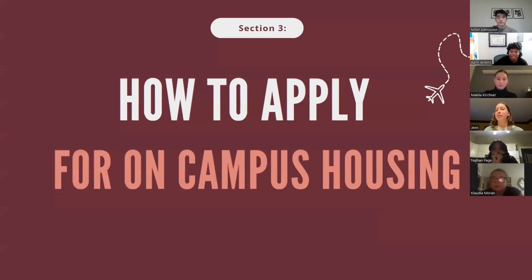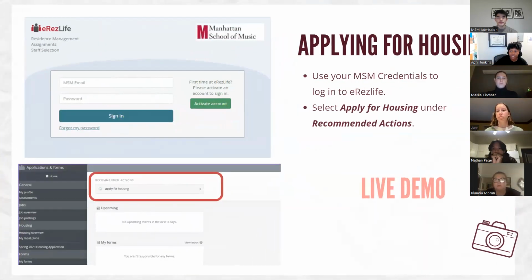Okay, so the next section is going to focus on how to apply for on-campus housing. So one thing that you'll do is wait for that email that I told you about earlier from IT, where you'll receive your MSM username and password, and then you'll be able to log into eResLife. On the first time that you log in, you have to click this green button that says activate account, and that'll allow you to set up your account as far as setting up your password.